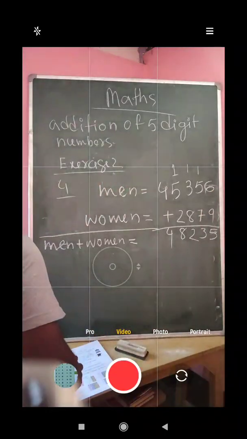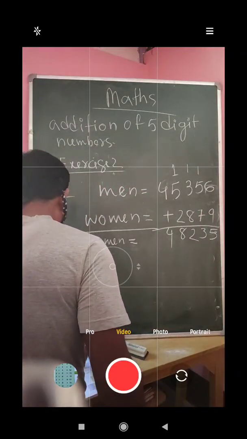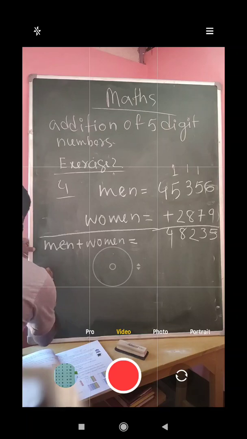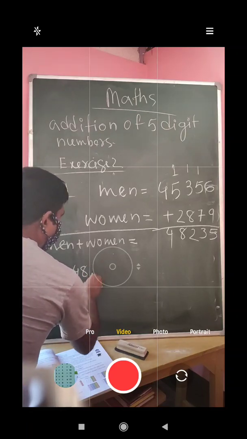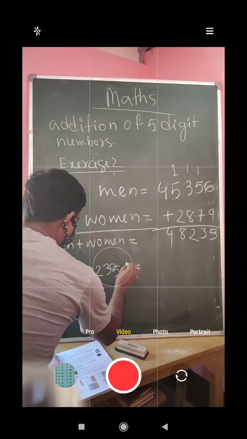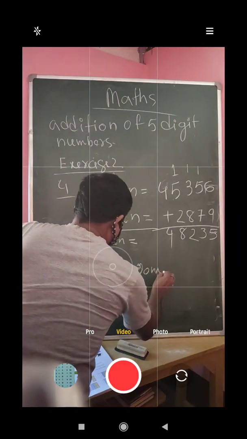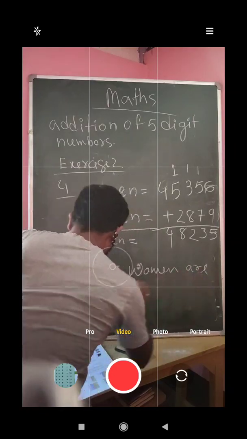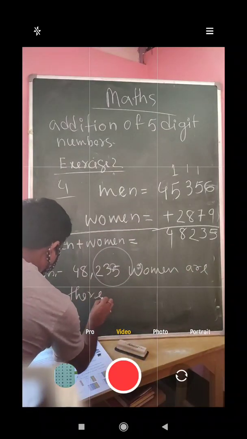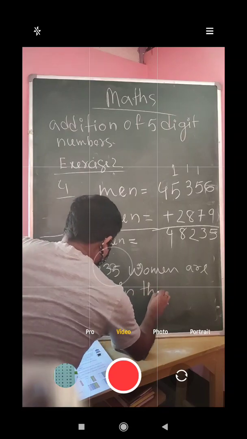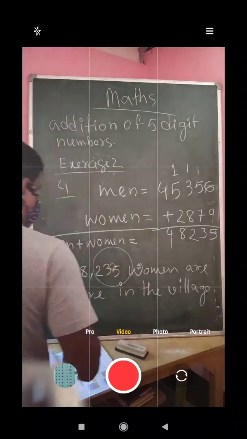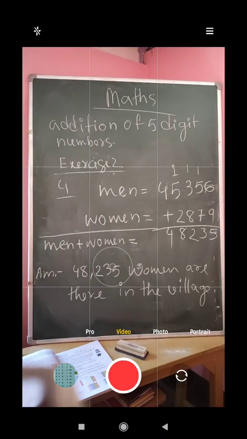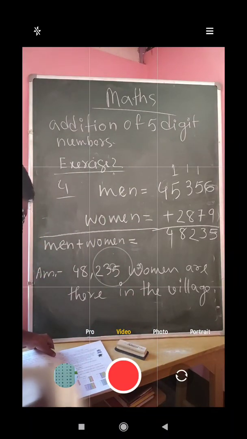48,235 are the total. So we need to write here how many women are there in the village. So you need to write the answer like this. 48,235 women are there in the village. Okay, so this is your answer. This is how you'll have to do. Okay, so this was number 4. Now we will see number 5.